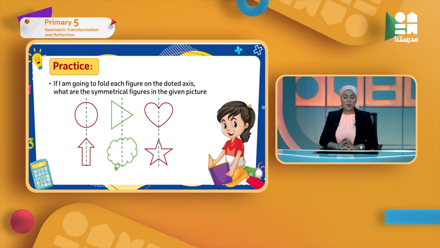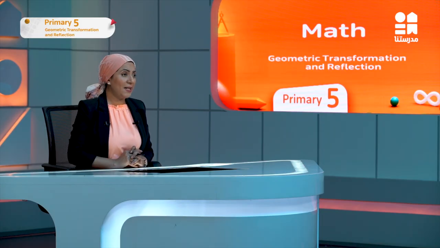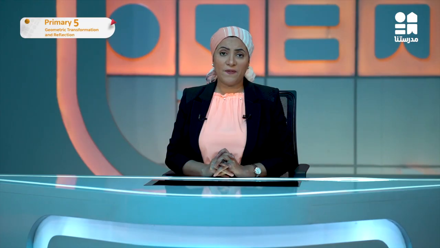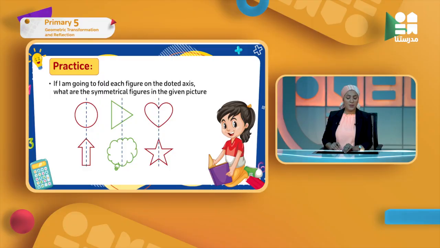I'll give you just one second to look at the figures and guess which of them is symmetrical and which is not. Okay, as you see in front of you, the circle, when the line of symmetry passes through it, the two parts will be identical. A line of symmetry that passes through the triangle will not make the two parts of my triangle identical. So of course it's not symmetrical.